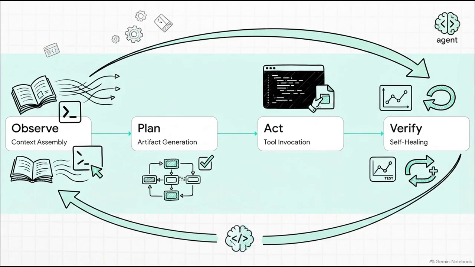First up is context assembly, where it establishes the baseline state. Second is artifact generation, where the agent actually produces an implementation plan for you to review. Third is tool invocation, which is applying the edits and running local scripts. And finally, verification, where it runs your test suites to validate mutations.